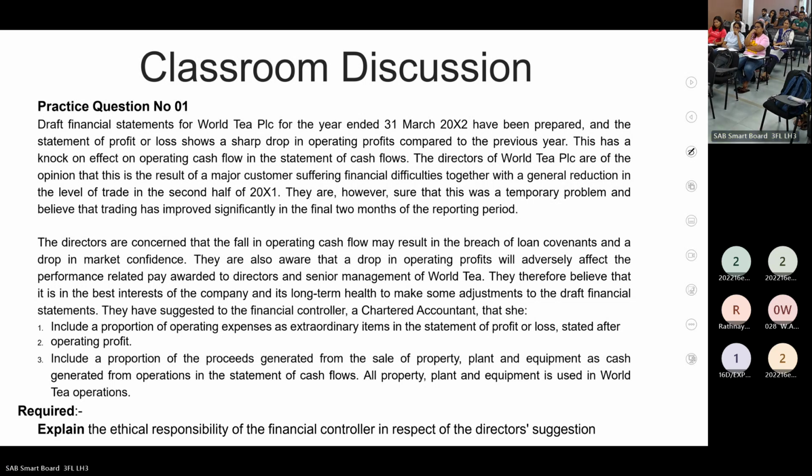Then the fundamental principle I am breaching is professional competence. That means I don't know about the standards. Based on the LKS 1, I can't do the P&L thing this way. Based on the LKS 7, I can't do the cash flow thing this way, right? So the fundamental principle I am breaching is professional competence and duty. That is the third one. Actually, it is hidden, right?